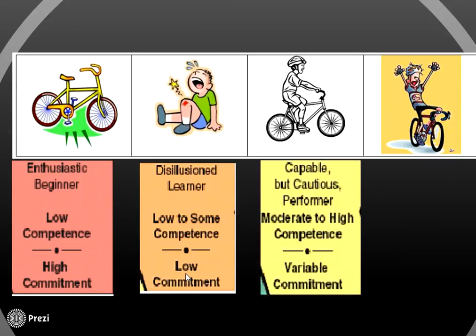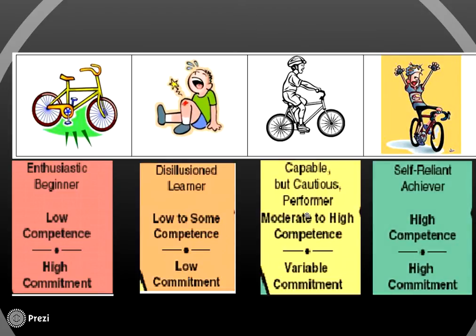But if he pushes through, he can get to the capable but cautious performer. So he's gained some knowledge, and he's getting more and more confident at this point as well, which helps him go to the self-reliant achiever. Very, very high competence at this point, and a high commitment level. Which, again, the high competence feeds into his commitment because he's an expert, so he wants to stay an expert.